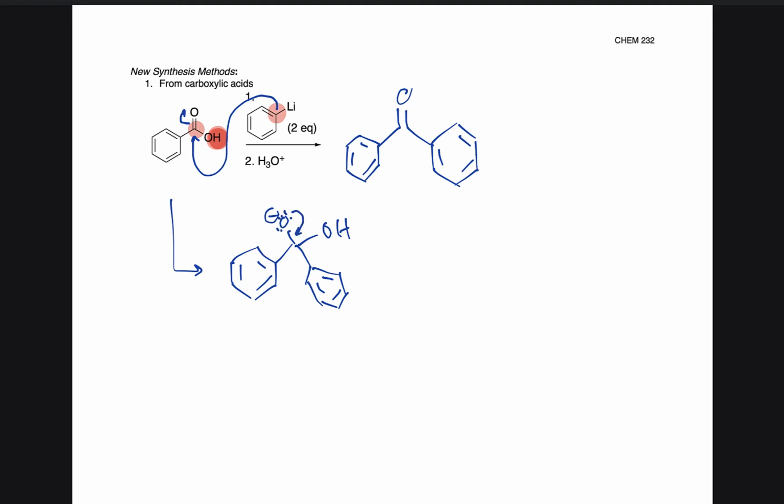We're just pushing these electrons down, kicking off OH minus as our leaving group, and getting to our ketone at the end here. So the important thing to note with this carboxylic acid organometallic reaction is that we need these two equivalents of the lithium reagent. And the H3O plus there is to make sure things are neutral at the end, because we do have O minus hanging around at the end, as well as potential lithium reagent left over.